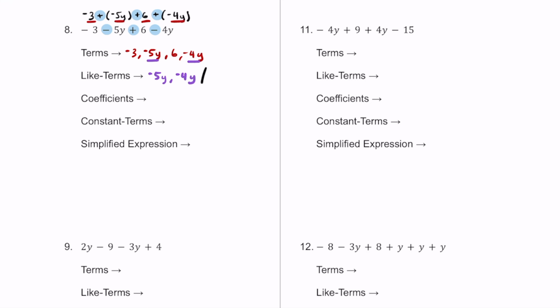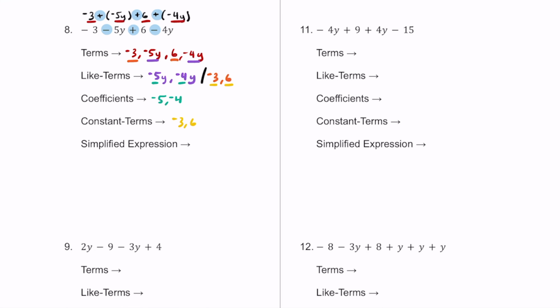Well, it looks like we have a negative 3 and a positive 6. So we can write negative 3 and positive 6. For our coefficients, we have negative 5 and negative 4. Let's go ahead and write negative 5 and negative 4. Those are our coefficients. And then for our constants, we have negative 3 and 6.